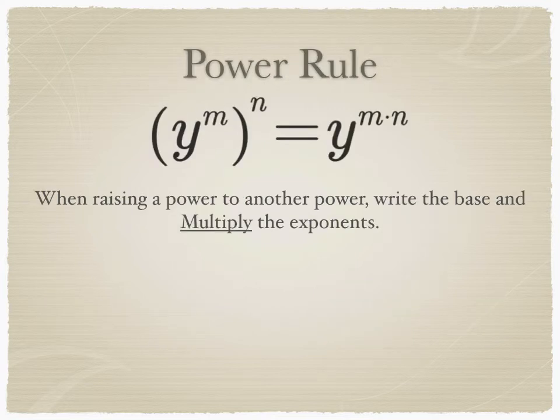Moving along to the power rule, when we have some base to an exponent all raised to another power, this is where we would multiply these exponents together. Let's look at z to the 5th, squared.